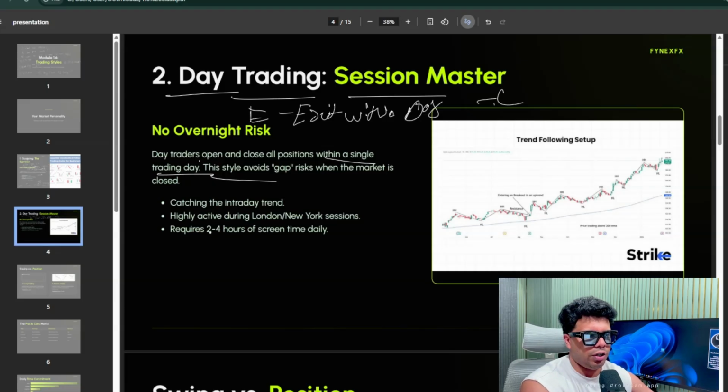Let me explain later why. See, catching the intraday trend and high activity during the London and New York sessions. We can understand the sessions in practical classes, not here. So in that class, you're going to understand the sessions. Okay, there are 4 sessions in the markets.